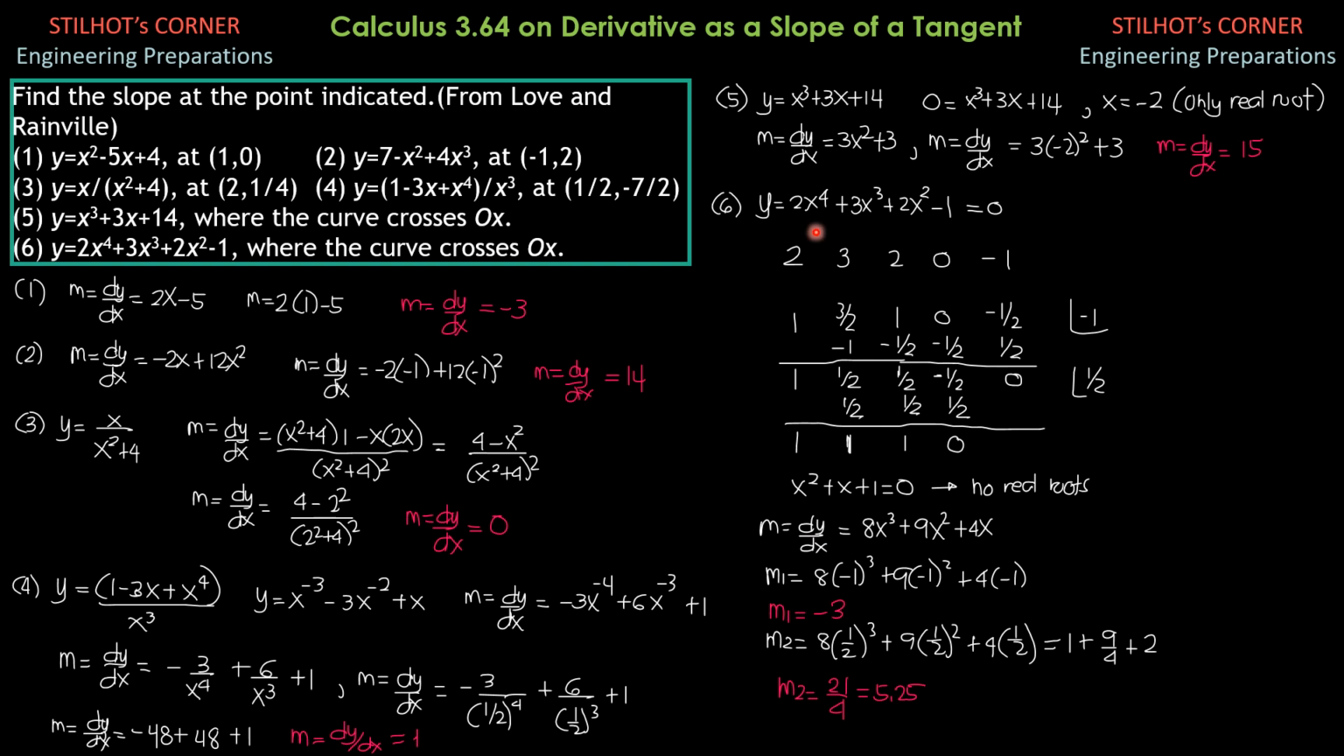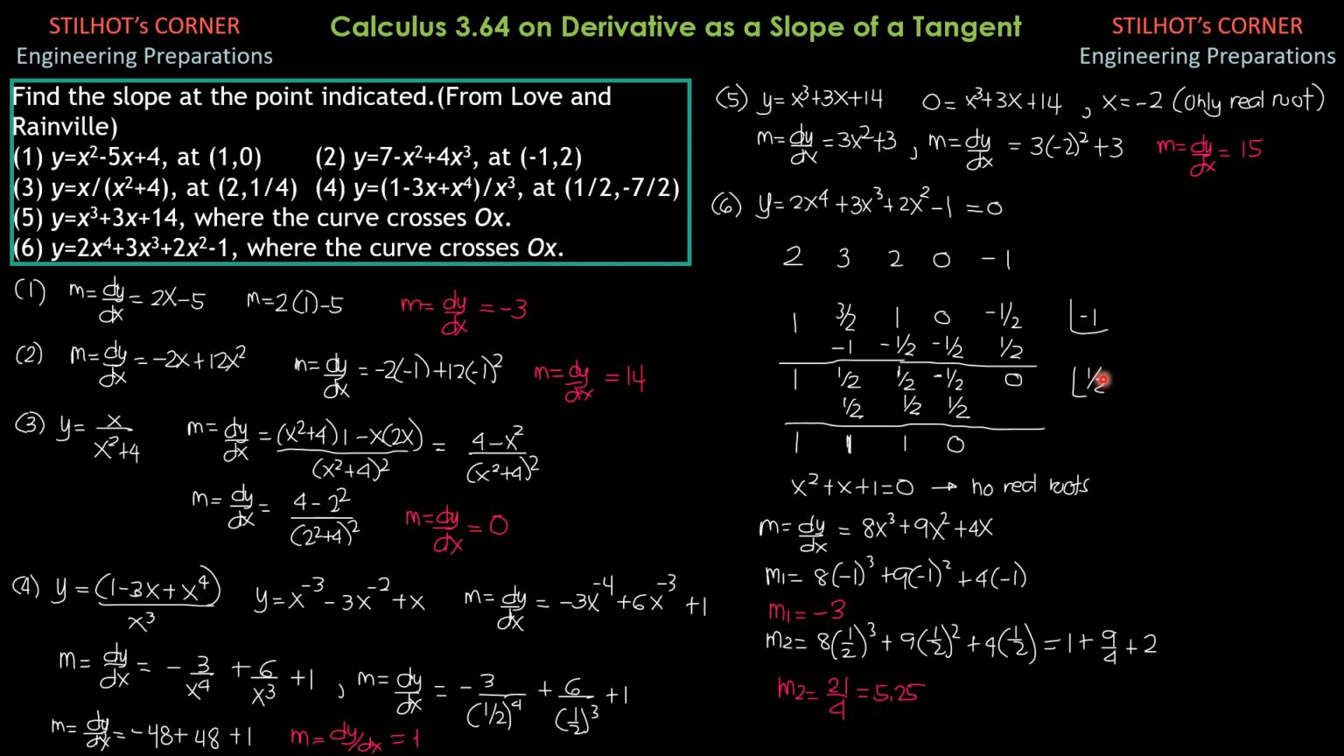So the derivative of y with respect to x is 8x cubed plus 9x squared plus 4x. Substituting x equals negative 1, m1 equals 8 times negative 1 cubed, which is negative 8, plus 9 times negative 1 squared, which is positive 9. 9 minus 8 is 1. And this is 4 times negative 1, which is negative 4. So 1 minus 4 is negative 3. So the slope at the point negative 1 comma 0 is negative 3.